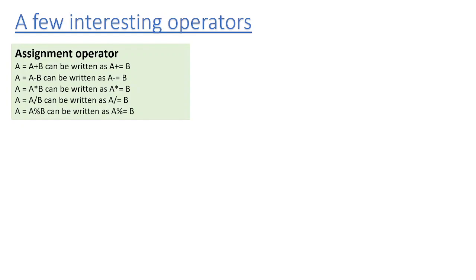So say in your programming, you need to write something like this: a equals a plus b. It can be shortened as a plus equals b. Similarly, a equals a minus b can be written as a minus equals b. So you are doing the operation and assigning it to a value. If you encounter this kind of operator, a plus equals b, don't get frightened. This simply means a equals a plus b.